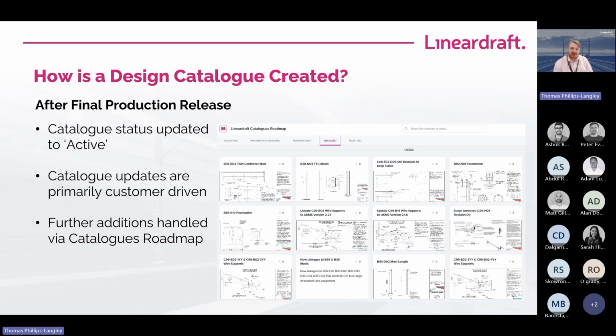So following that final production release, the catalogue status will then be updated to active. The catalogue will now enter a regular maintenance cycle along with all of our other existing catalogues, and users can now request any further additions or changes that they require. And this is the primary driver for further updates to the catalogue. Any additional items that are requested, they'll be handled through our catalogues roadmap, which I will link to later.